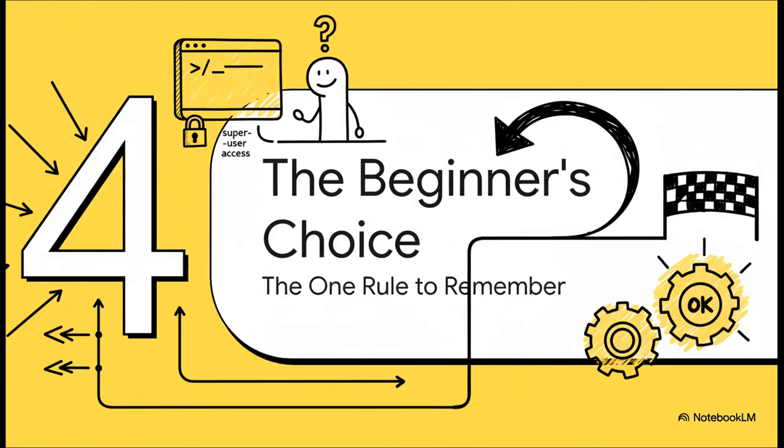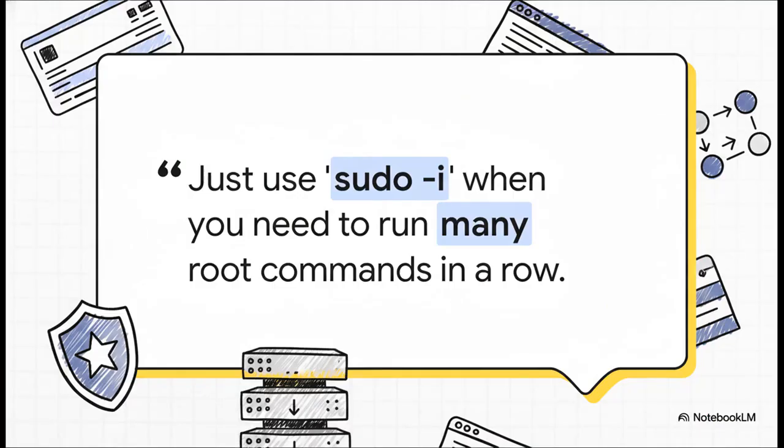All right, we've looked at the old key, we've compared the new keys, so what's the verdict? Which one should you actually be using? Well, it really boils down to one simple rule, especially if you're just getting your feet wet with this stuff. And here it is. This is the big takeaway for today. When you find yourself needing to run a bunch of commands that need admin powers, one after the other, just use sudo -i. Simple as that. It's safe, it's clean, and honestly, it's just the modern recommended way to do things.